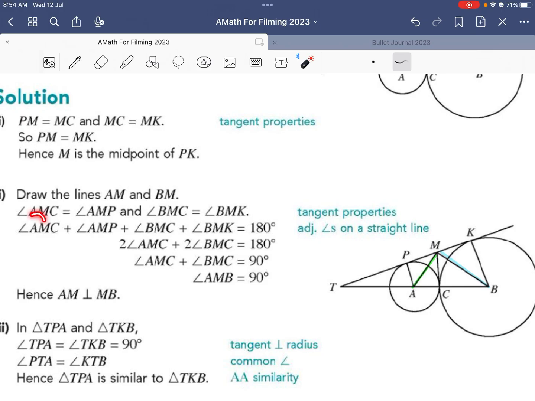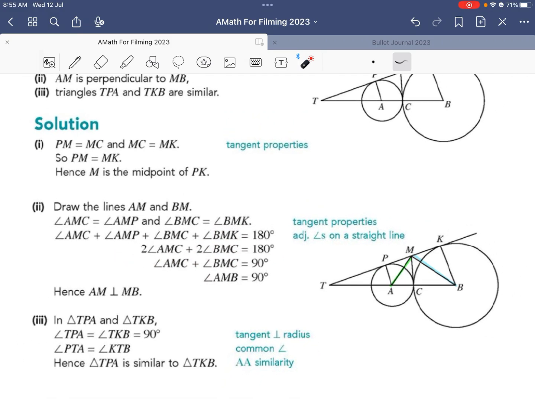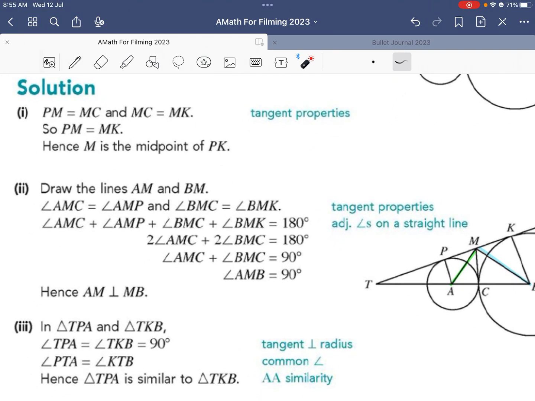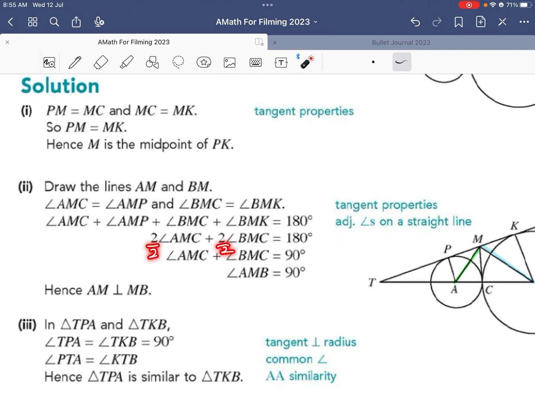Now, what do you know about AMC and AMP? As I've explained earlier, they're actually equal. So instead of having AMC plus AMP, I can rewrite it as AMC plus AMC. That's why I have 2 AMC here. Similarly, BMC and BMK are the same angle, so I'll replace BMK with BMC. Therefore, I have 2 of angle BMC. Once I have written this out, we have almost proven that AM is perpendicular to MB. How? I just divide by 2, divide by 2, divide by 2.